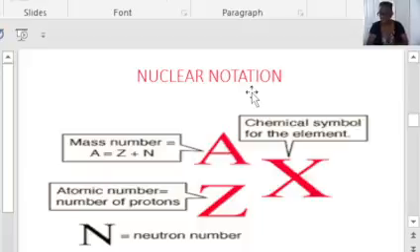And although it's not here, I'd like you to know as well that in a stable element or atom, you will find that the atomic number would be equal to the number of electrons, which is also equal to the number of protons. So when we are going over into electronic configuration, we need to keep this in mind so that we will be able to deduce or figure out which element we are trying to represent.